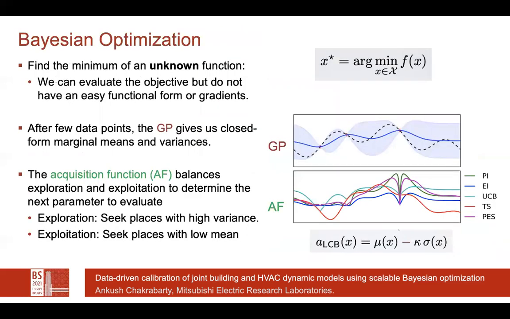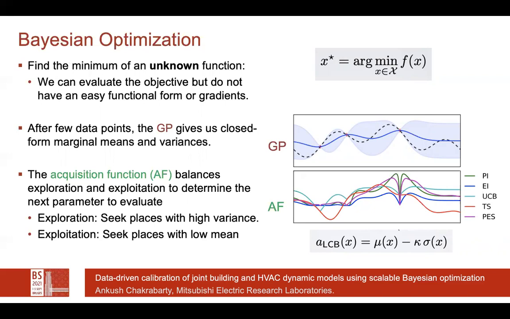Just so we're all on the same page, let me go through the terminology for Bayesian optimization. We assume that we have an unknown function, f of x, that we want to minimize. By unknown, we mean that we can evaluate this model. So if you give me an x, I can give you an f of x, but I don't know what it looks like over all of x. And I can't take gradients because I don't have a simple or a closed form representation of this function, which is exactly the case in the building calibration problem.